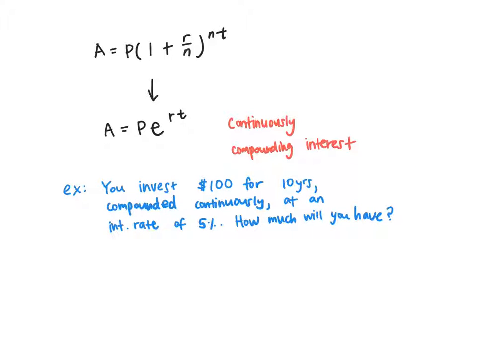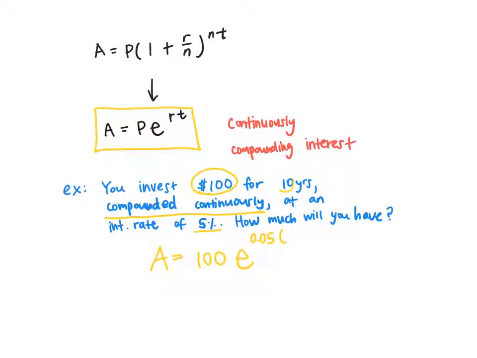It says you invest $100 for 10 years, compounded continuously. So that's the clue. This is a keyword that you are using this formula here, at an interest rate of 5%. How much will you have? So I'm looking to see how much I will have if I start with $100. Then e, right, you have the e button in your calculator, and e is a number about 2.7. Your rate, 5%, we need to rewrite that in decimal form. And then the time, t, years, is going to be 10.